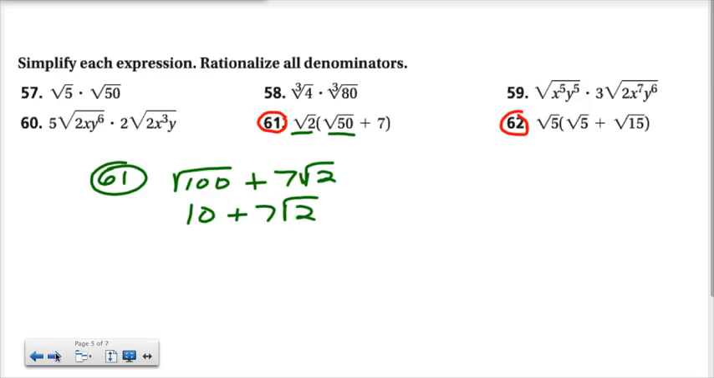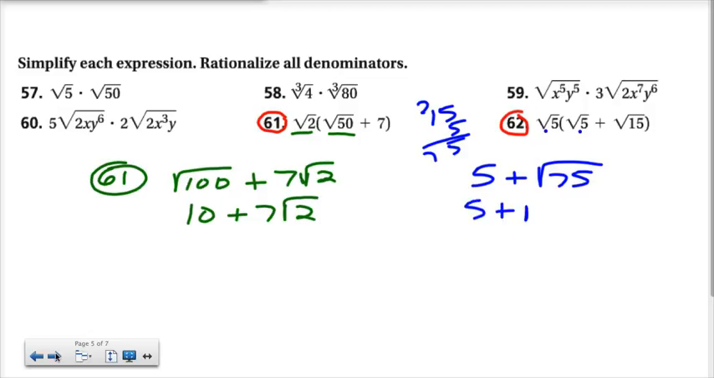Number 62, very similar, and when you take the square root of 5 times the square root of 5, you get the square root of 25, which is of course 5. And then we would have 17, whoops, not 17, 15. I don't know where I got 17 from. 15 times 5, which is 75. And then we would go ahead and simplify that because a perfect square of 25 goes into that nicely, and the square root of 25 is 5. So 5 plus 5 square roots of 3. And there it is.